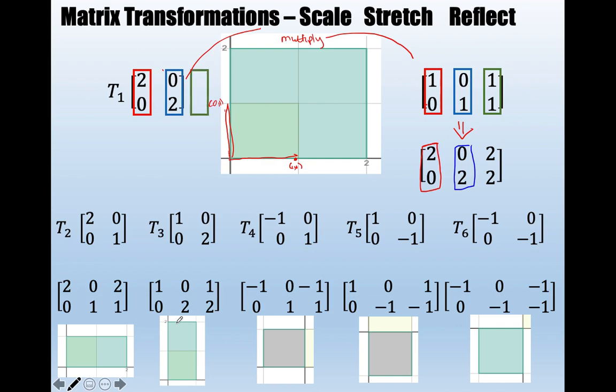I don't have a third column in my transformation matrix. But look at what I ended up. The column 1, 1 ended up to be 2, 2. 2 plus 0 is 2. 0 plus 2 is 2, and that ended up being my third column. What?